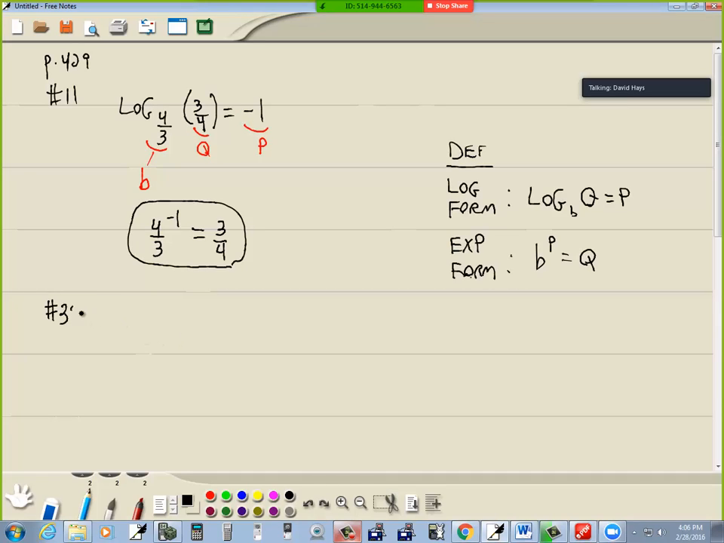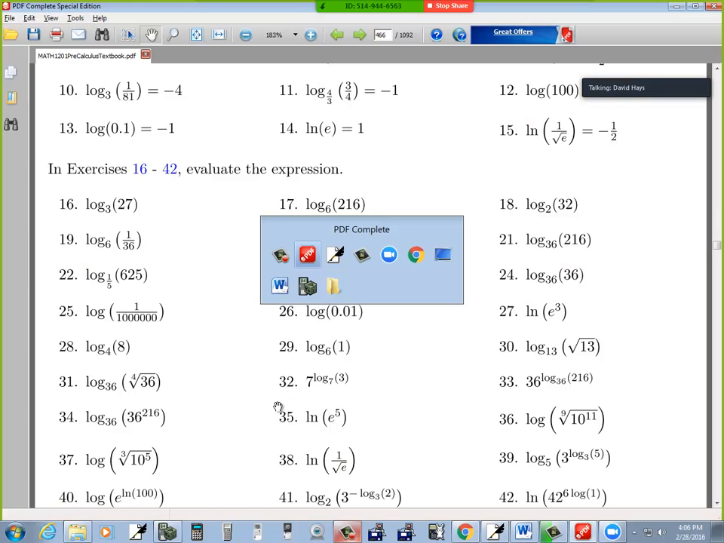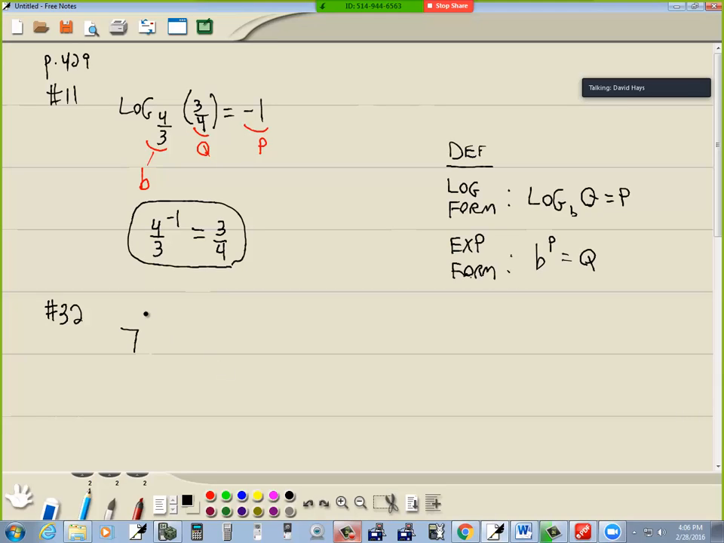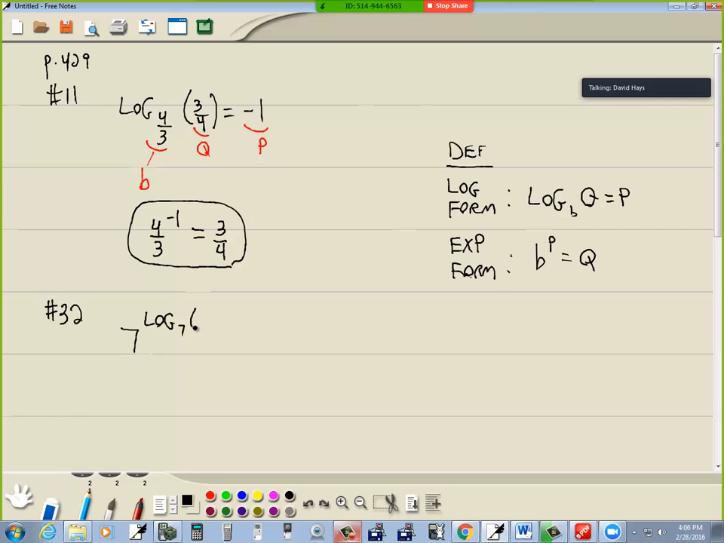I'll go ahead and work this problem, and then I'll write down the property. The property may look complex, but it's a very simple idea. 7 to the power of log base 7 of 3. Whatever number you have here matches your base, and it's in this form where you have 7 to the power of log base of something. So if those 7s match, then those 7s and the log cancel, and our answer is just 3. It drops out of the exponent.